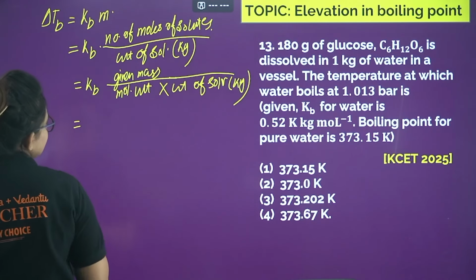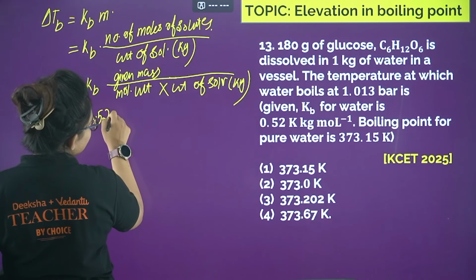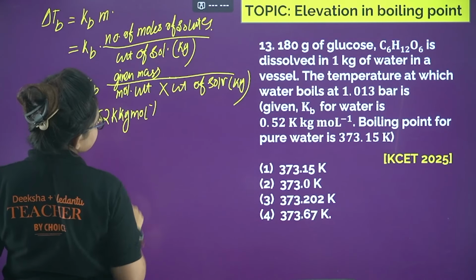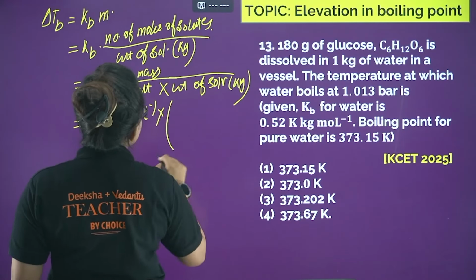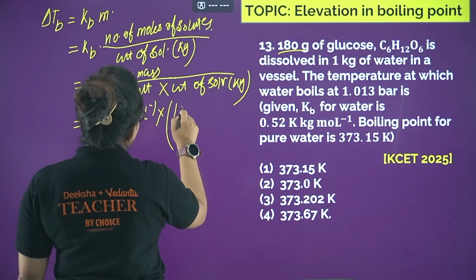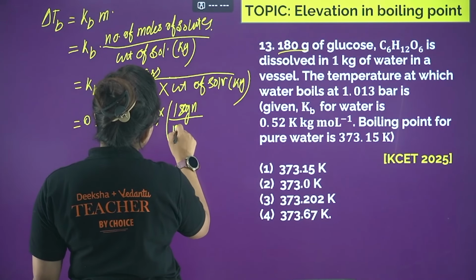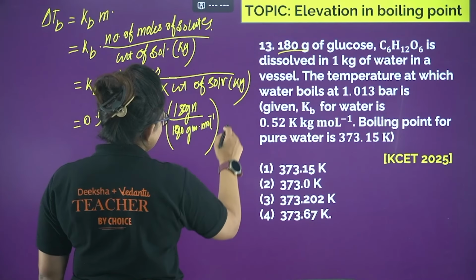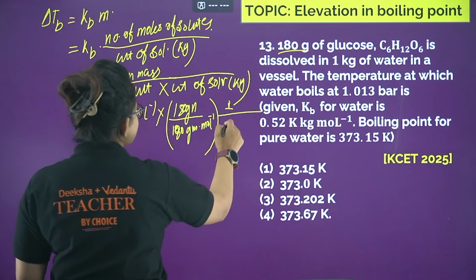Okay, let's put the values. The Kb value they have given is 0.52 Kelvin kg per mole, right? Here the given mass is 180 gram, divided by the molecular weight, which is also 180 gram per mole, right? Now divided by, I am writing 1 by, the weight of the solvent, which is also given as 1 kg.